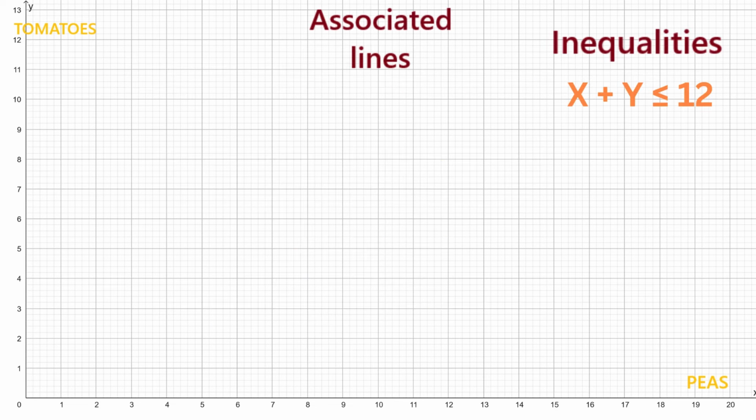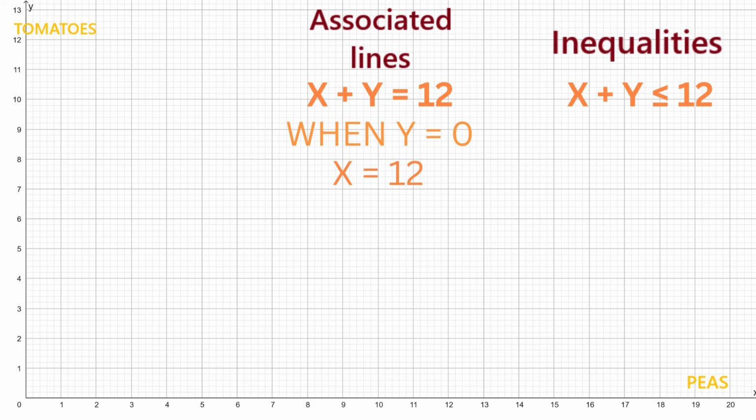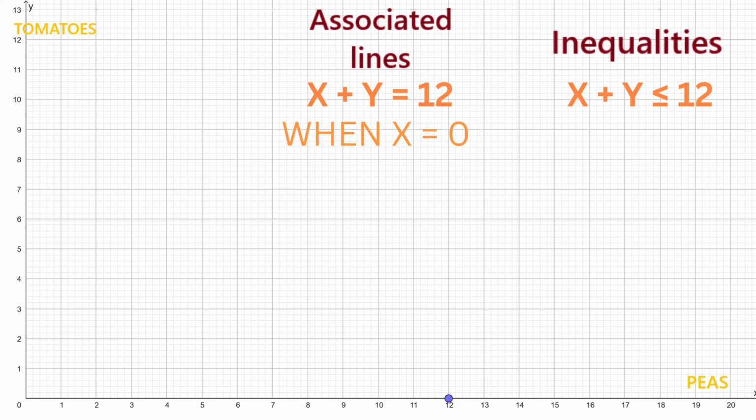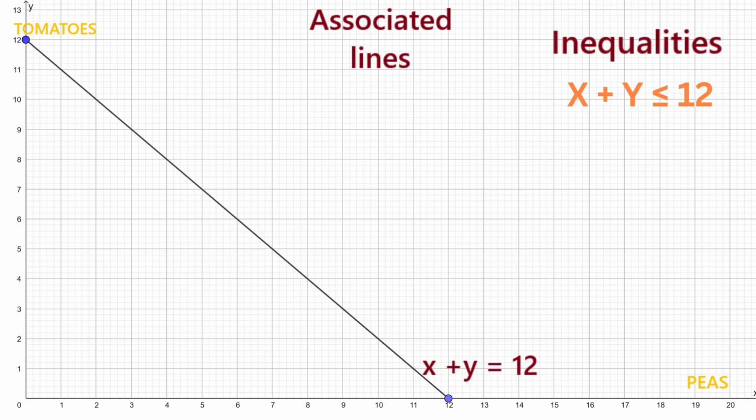Now let's draw the lines associated with the inequalities. The first line is x plus y equals 12. The line cuts the x-axis when y equals 0. When y equals 0, we get x equals 12, so the line cuts the x-axis at 12. The line cuts the y-axis when x equals 0. When x equals 0, we get y equals 12, so the line cuts the y-axis at 12. Connect the points, and we have our graph of x plus y equals 12.